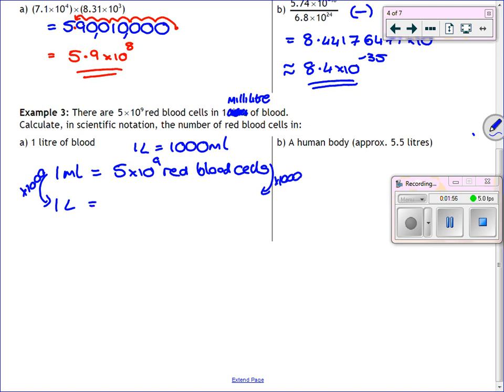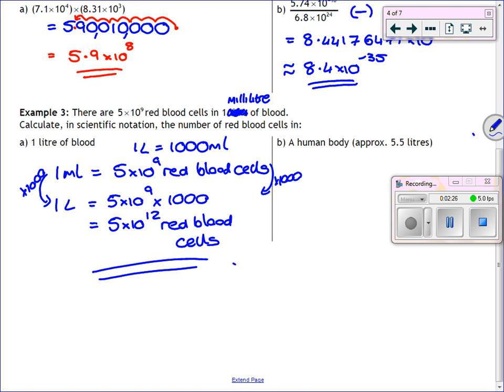So it means that in 1 litre I'm going to have 5 times 10 to the power 9 multiplied by 1,000. So if you do that on your calculator, you'll get 5 times 10 to the power of 12 red blood cells. So in 1 litre of blood, we have quite a lot of red blood cells.